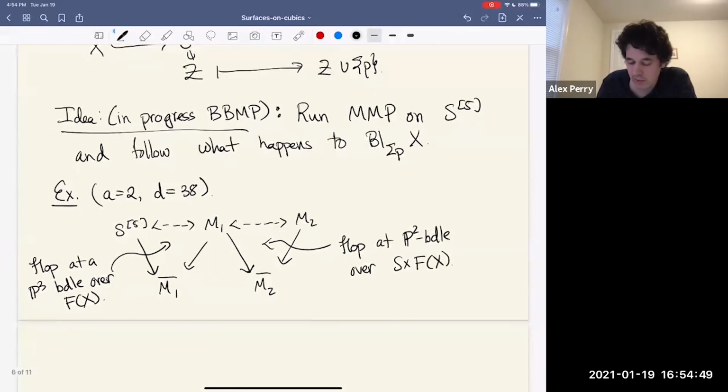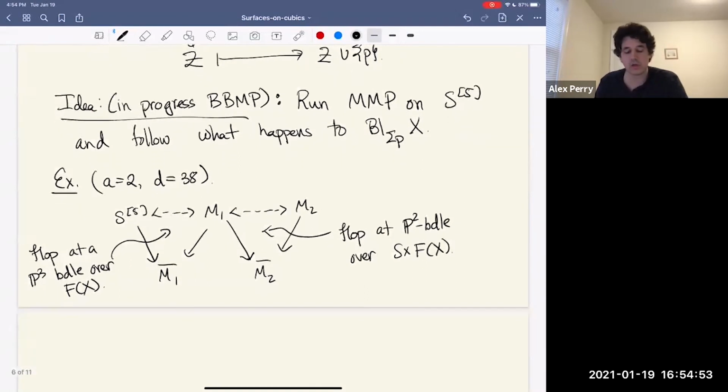So S is our K3 and F is again the Fano variety of lines. It turns out that that's not the whole MMP for this Hilbert scheme, but we'll only need those first two steps to see rationality of the cubic. So this is what we get for the Hilbert scheme.